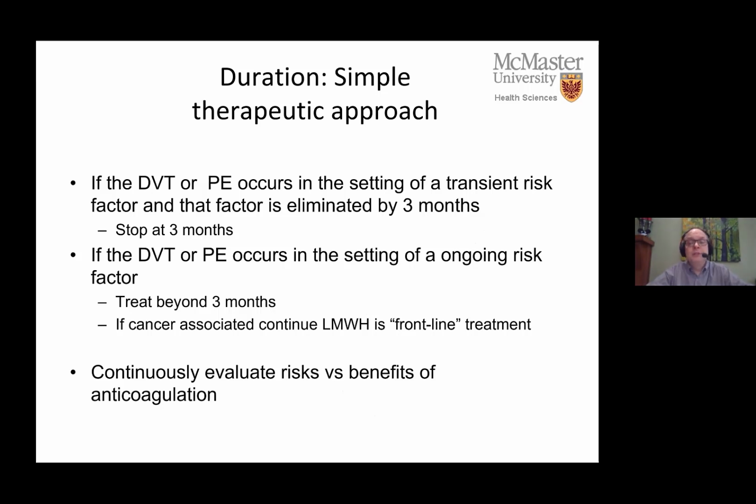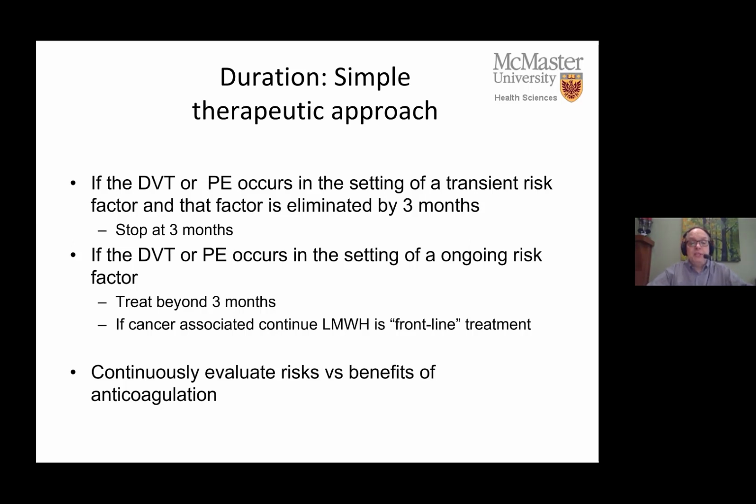Classic example, patient goes skiing, I guess not this year because the ski slopes are closed, breaks their ankle, has open reduction internal fixation. 2 days later is emerged with a big sore swollen leg, have to take the cast off because it's all tight. Ultrasound shows deep vein thrombosis. That patient can be treated for 3 months. Assuming they're back to their usual level of mobility at 3 months, you can stop then.